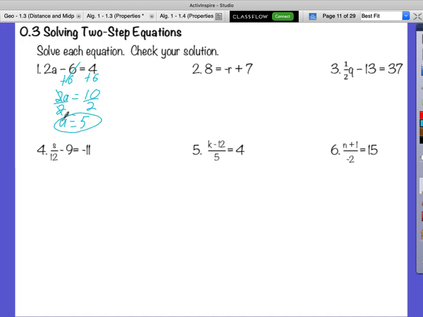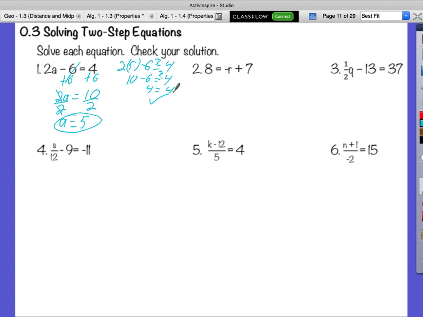How would we check our answer? You just plug it back in. You'd say 2 times 5 minus 6, with a little question mark over the equals sign to say, does it equal? Order of operations tells us we would multiply first: Please Excuse My Dear Aunt Sally. 2 times 5 is 10, minus 6. Does 10 minus 6 equal 4? Yes, so 4 equals 4. It worked out. We had the right answer. That makes sense? Yes.